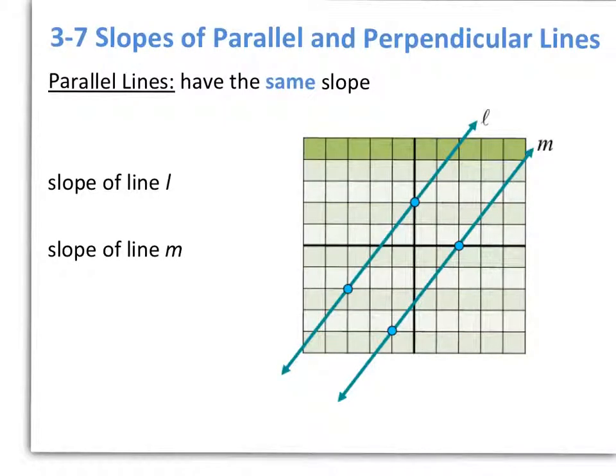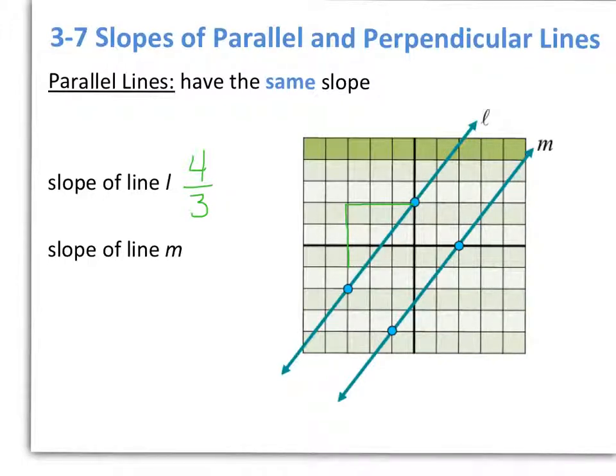Okay, our last lesson in Chapter 3 is Section 3.7, Slopes of Parallel and Perpendicular Lines. If you recall, parallel lines have the same slope. Looking at our graph to the right, I can find the slope of line L. I'm going to start at the bottom point and go to the top point. I went up 1, 2, 3, 4, and over to the right 1, 2, 3. So my slope is 4 over 3.